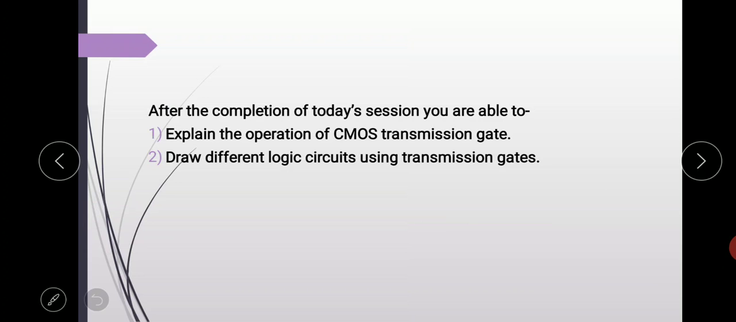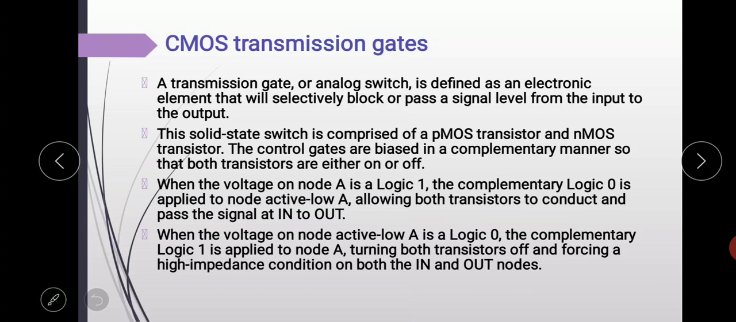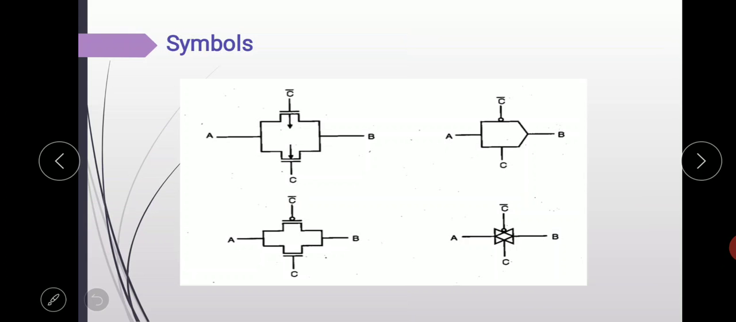After the completion of today's session, you will be able to explain the operation of CMOS transmission gate and draw different logic circuits using transmission gates. So, a CMOS transmission gate consists of one NMOS and one PMOS transistor connected in parallel. So let's see the diagram.